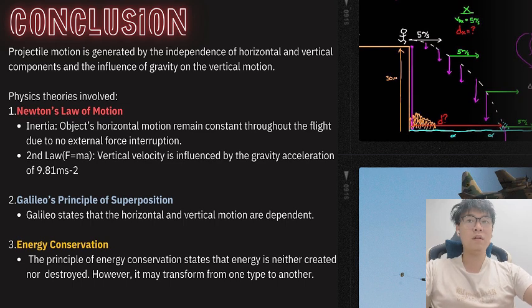The first is Newton's laws of motion. There are 2 laws involved in this experiment: Newton's first law is about inertia, and Newton's second law is about vertical velocity being influenced by the gravitational acceleration of 9.81. Next is Galileo's principle of superposition. Galileo states that the horizontal and vertical motions are independent. And the last, we learned about energy conservation. The principle of energy conservation states that energy is neither created nor destroyed, but may transform from one type to another.